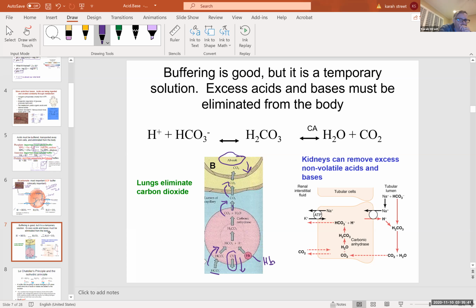Well, that's great. Lungs are eliminating. We exhale, we get out carbon dioxide, which is volatile. Great. But what about all of the non-volatile acids I told you about, like lactic acid and beta-hydroxybutyrate and acetoacetic acid and hydrogen itself? Well, then that's where we need the kidneys.